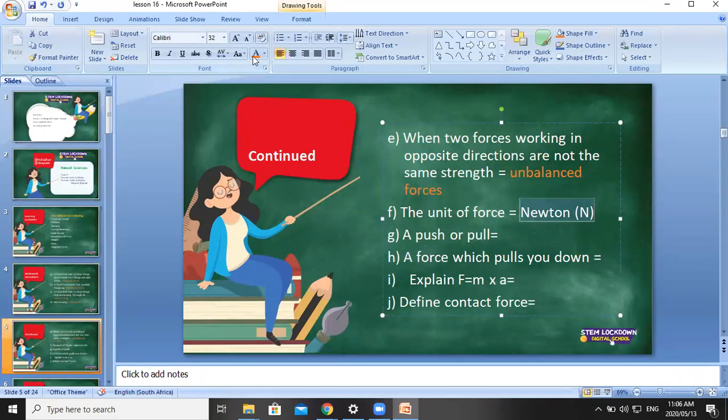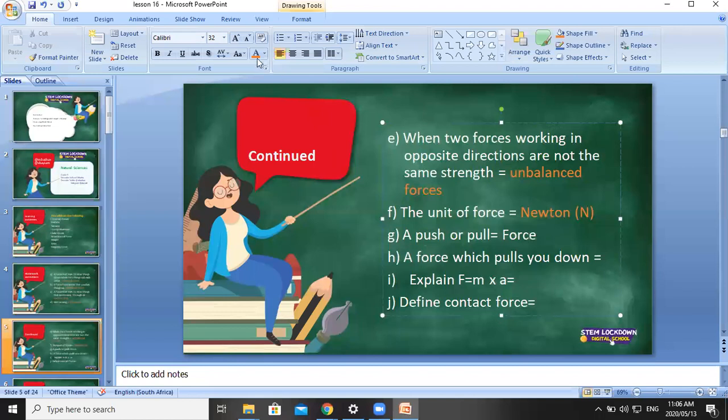And then a push or a pull, what is it? A push or a pull, it's a force. We defined force as a push or a pull yesterday. Remember from yesterday's notes? Yes, sir.